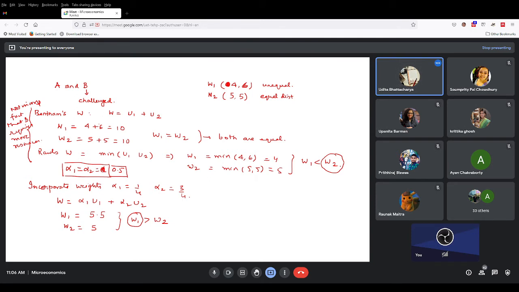Okay, so you object to the fact that B is getting more utility in the first case. Yes, sir. But suppose B is challenged in some way. B is a handicapped person.